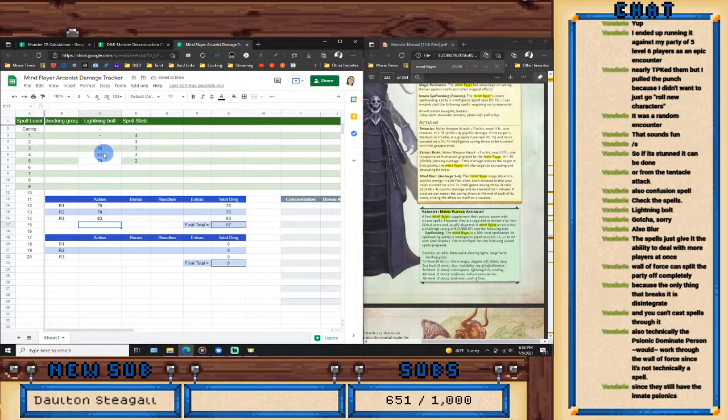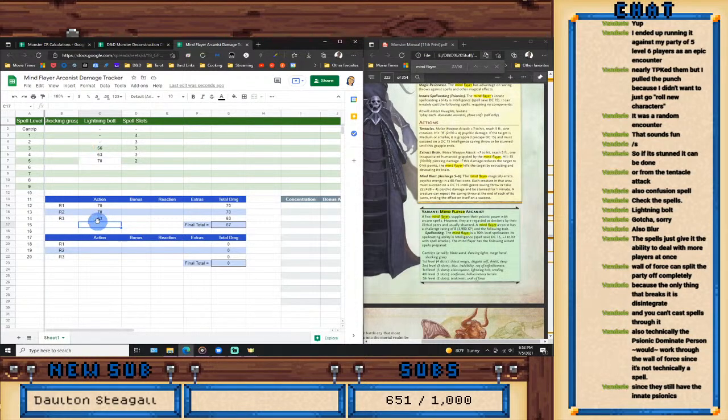Also, technically, the Psionic Dominate person would work through the Wall of Force since it's not technically a spell, since they still have the innate Psionics. Yeah, Psionics is a very oddball ability and whatnot, since it's not technically magic. But I guess it's really up to the DM as well, if they categorize psionics as magic or if there's an official rule. It's going to change at the table.